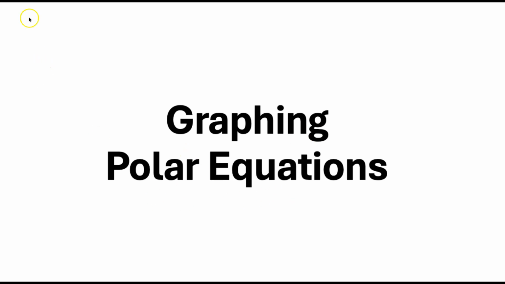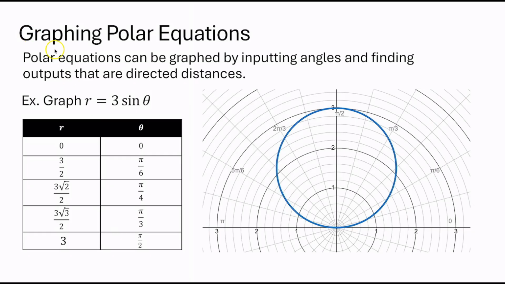Graphing polar equations. Now let's talk about graphing polar equations. Polar equations can be graphed by inputting angles and finding outputs that are directed distances. So just like if we have a function y equals f of x, we can substitute in x's and get out y's. Well, here we can substitute in angles theta and get out r values. So let's say we wanted to graph r equals 3 sine theta.